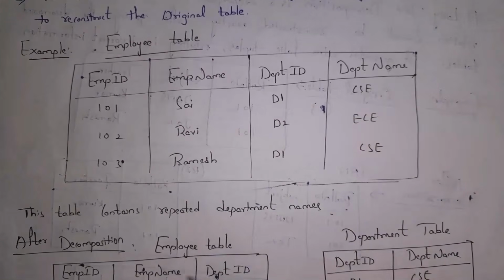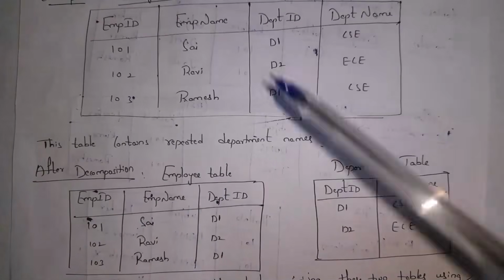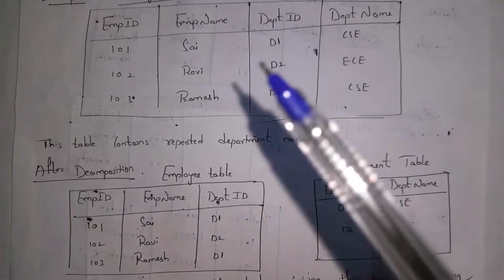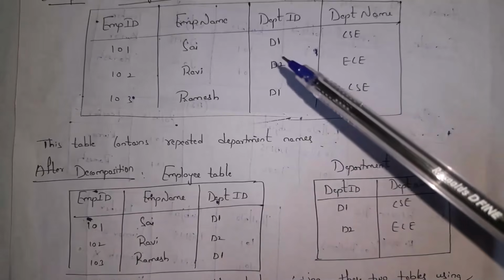I want to split this table into two parts. And on the two smaller tables, there must be a common column name. I will select department ID as common column. So after decomposition, this large table is divided into two parts. This is one small table and this is one small table. And in these two tables, I will select department ID column as common column.